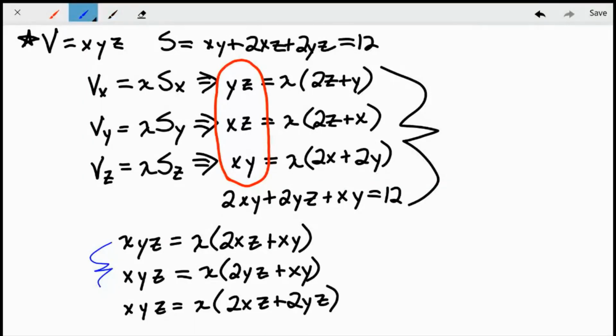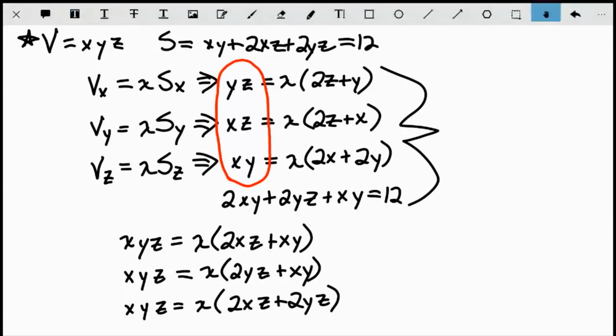I can take lambda out of the situation entirely because now I know 2xz plus xy is equal to 2yz plus xy. And I can do the same thing with the second two equations, or the first and the third, or the second and the third. And I can start to look at individual equations and decide what's the best way for me to get x, y, and z if I can remove lambda from this situation. And then it becomes a much simpler process.